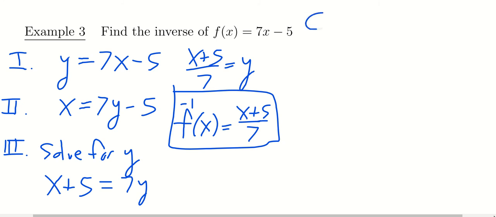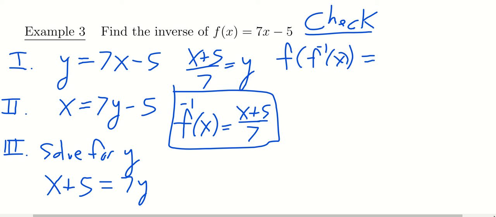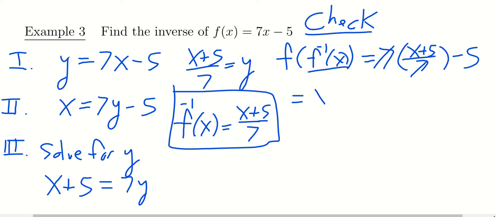Okay, what's so nice about this is we can actually check this. Let's look at the two compositions. Let's first do f of f inverse of x. f of x is a function that says do 7 times your input and then subtract 5 from it. Here we're using as our input f inverse of x, which we claimed was x plus 5 divided by 7. Notice that the multiplication and division by 7 cancel, so we get x plus 5 minus 5. The addition by 5 and subtraction by 5 cancel, and so that composition gives x.